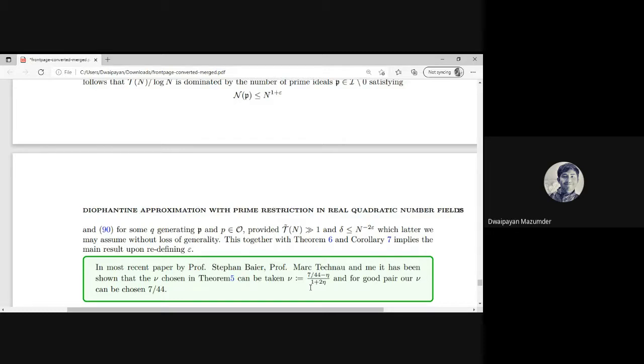So what are your future plans? My future plan, our future plan, is actually to achieve this result. I mean, she got 1/3 for the classical setup. So what if we can get that in the case of imaginary quadratic number field?